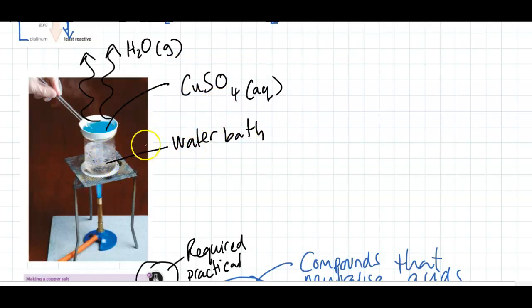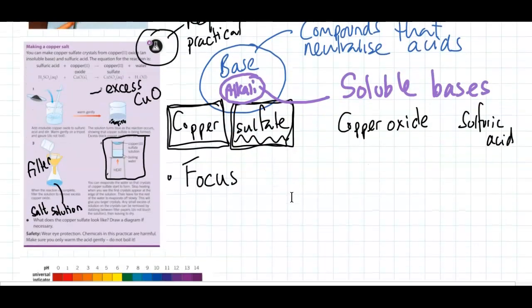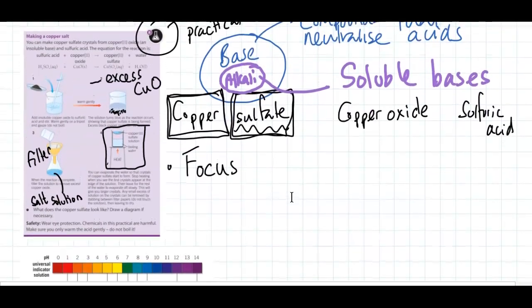So we evaporated almost to dryness, and then we leave it on its own to finish off evaporating at room temperature, and you get crystals of solid copper sulfate. Okay, if you're making copper chloride, you get crystals of copper chloride. If you're making calcium nitrate, you get crystals of calcium nitrate. Okay, so make sure as a priority that you can reproduce this method. Okay, reproduce the method for making a salt.